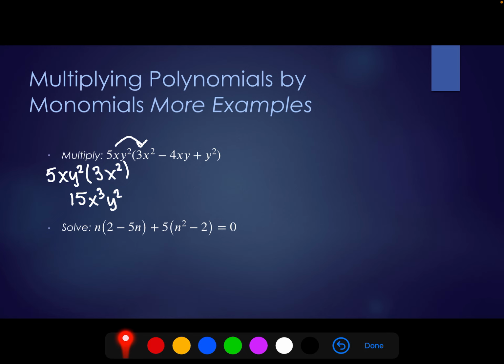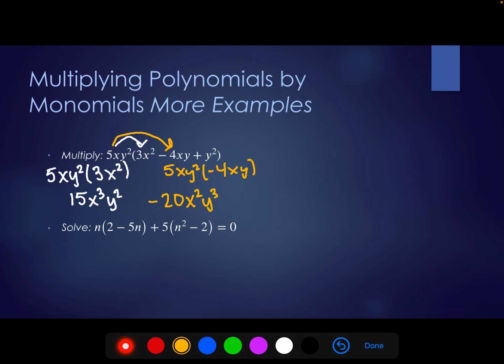Now let's move on to the second term. So we're going to now multiply 5xy squared times this negative 4xy. Remember, coefficients, so 5 times negative 4, that's negative 20. Now we have our bases, so let's start with x. We have x times x. Well, that gives us x squared. Now we have y squared times y, and that gives us y to the third.